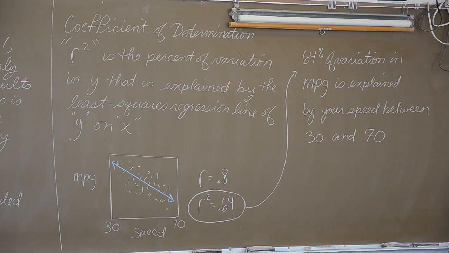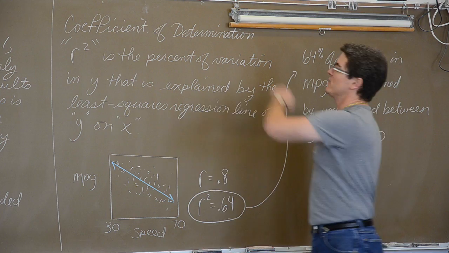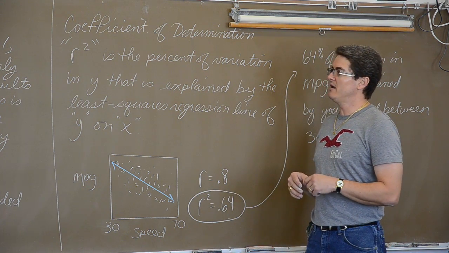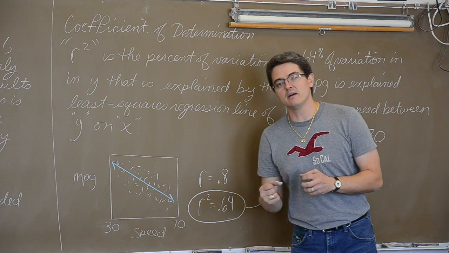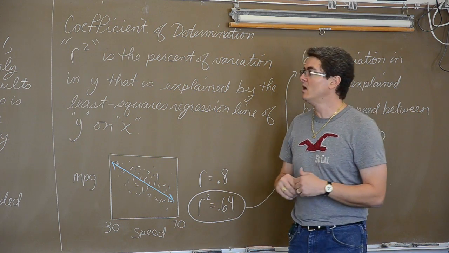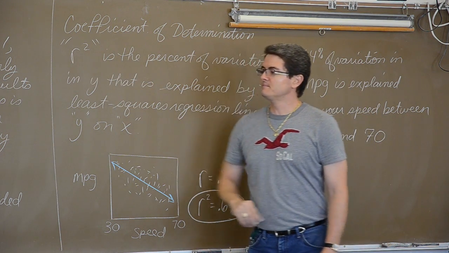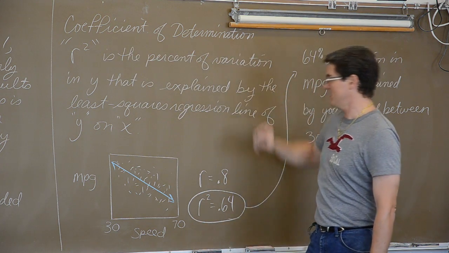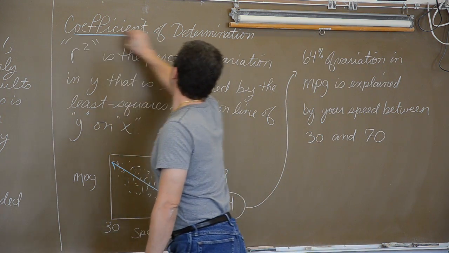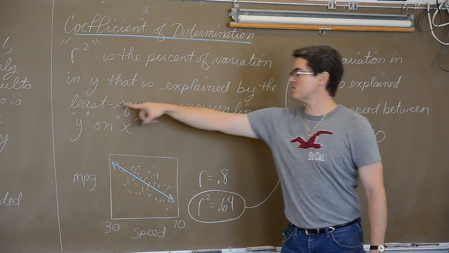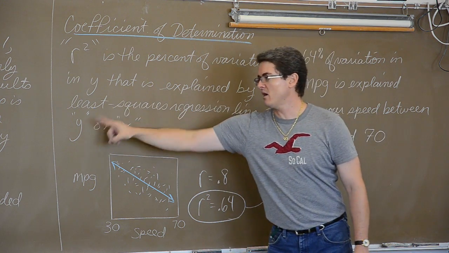If you take correlation and you square it, you get something called the coefficient of determination. Please do not change the wording of this definition. You can change the meaning of it, or have it be complete nonsense, very easily. So if I take the value of R and I square it, I get R squared, or the coefficient of determination. It is the percent of variation in Y that is explained by the least squares regression line of Y on X.